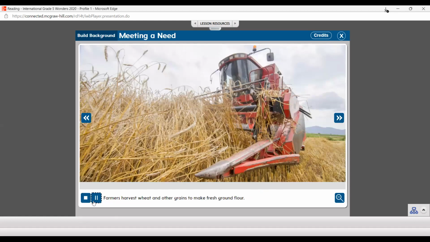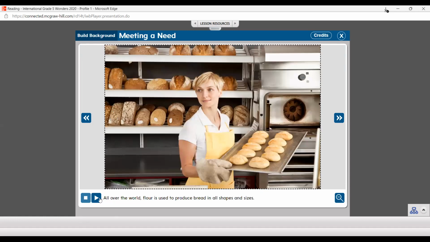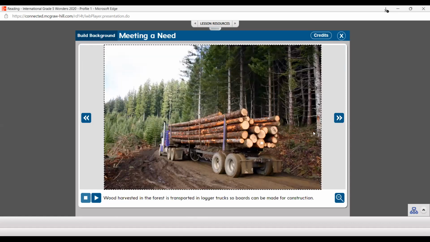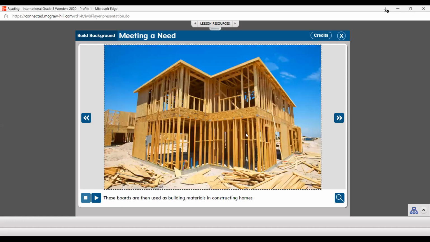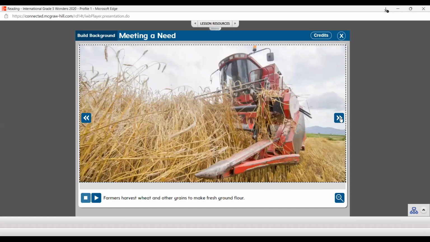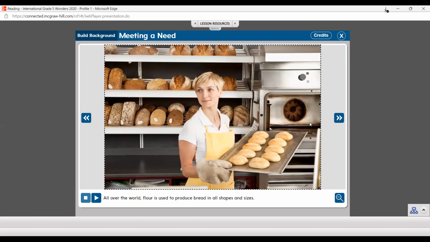Farmers harvest wheat and other grains to make fresh ground flour. So we harvest wheat and grains to make flour. All over the world, flour is used to produce bread in all shapes and sizes. So these are the things. Let's go quickly through them. The first one is wood. The second one is the boards, plastic and wooden boards. Then we have the grains and the flour that we make bread from.